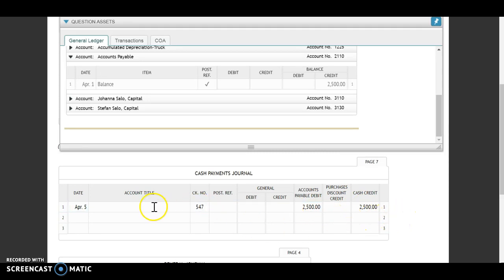Okay, remember, since we don't have an account to go into the account title, we need to put in that check mark.